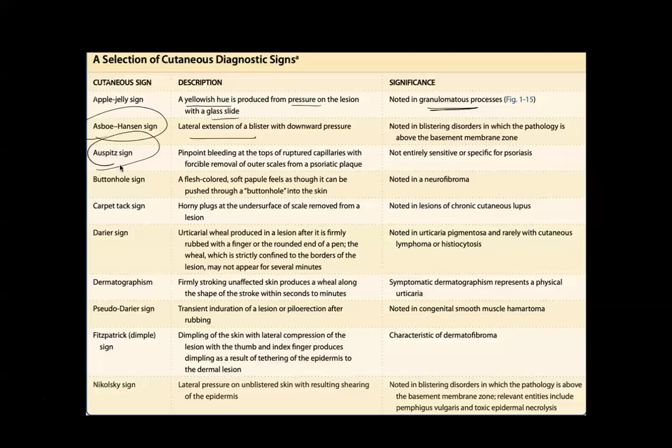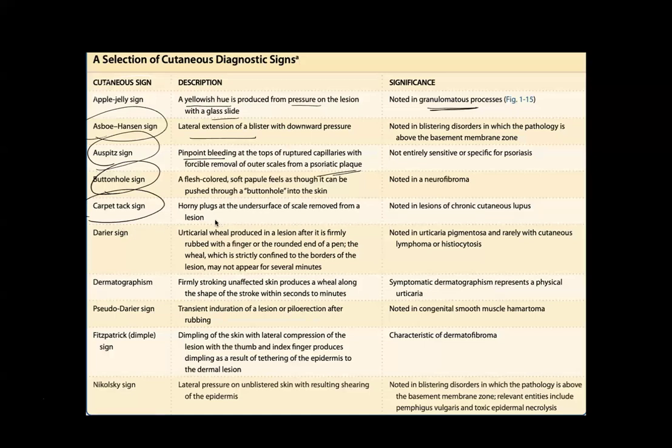Then there is the Auspitz sign. The Auspitz sign is pinpoint bleeding from ruptured capillaries. You can find it in psoriatic plaques. If you start scratching your psoriatic plaques, you'll find pinpoint bleeding. That's what we call the Auspitz sign. Then the buttonhole sign. This is seen in neurofibroma. If you press a neurofibroma, it will give a depression like a buttonhole. It's called the buttonhole sign.